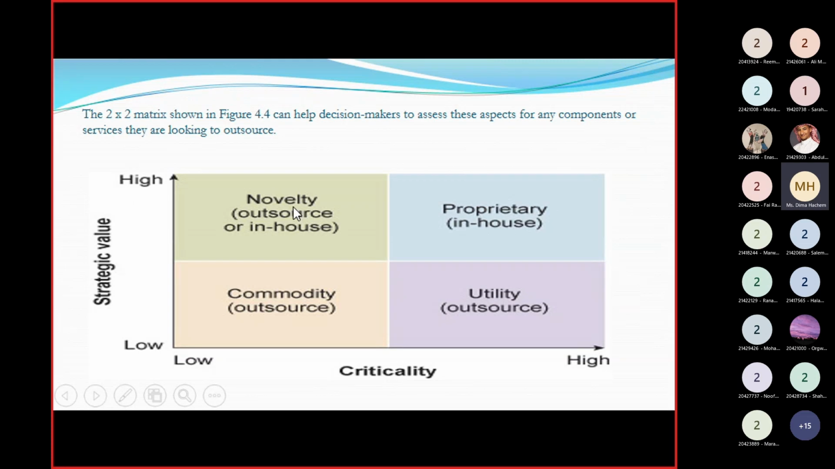So here we have this matrix. The difference between the strategic value and the criticality. If the strategic value is high and the criticality of the activity is high, you're going to do it in-house. We call this a proprietary activity. It's something that you are very good at. That's something that you should own. So you have to do it in-house. If, on the other hand, the strategic value and the criticality are low, then you can outsource it, like your accounting. Somebody else can do it for you. Let the expert do it. Your taxes, let the expert do it. Because if you are not in the business for taxes and it's not something very critical, let somebody else do it.